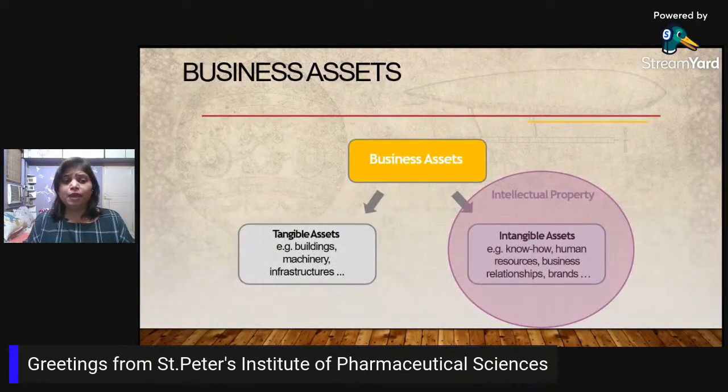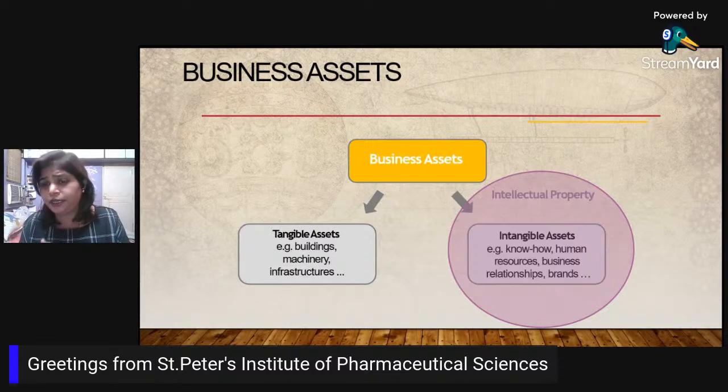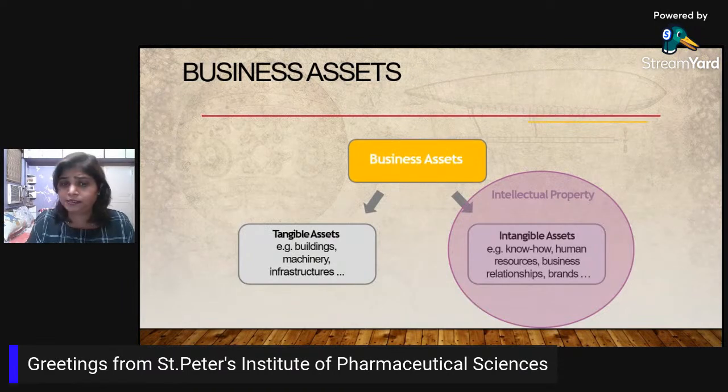And so we have business assets with tangible and intangible assets. Intangible assets, I've already told you, have to do with the human mind, human creativity, ideas, and all. Both are business assets, but once we say intellectual property, it is an intangible asset till the time you make it into a tangible asset. So that is where the differentiation lies.